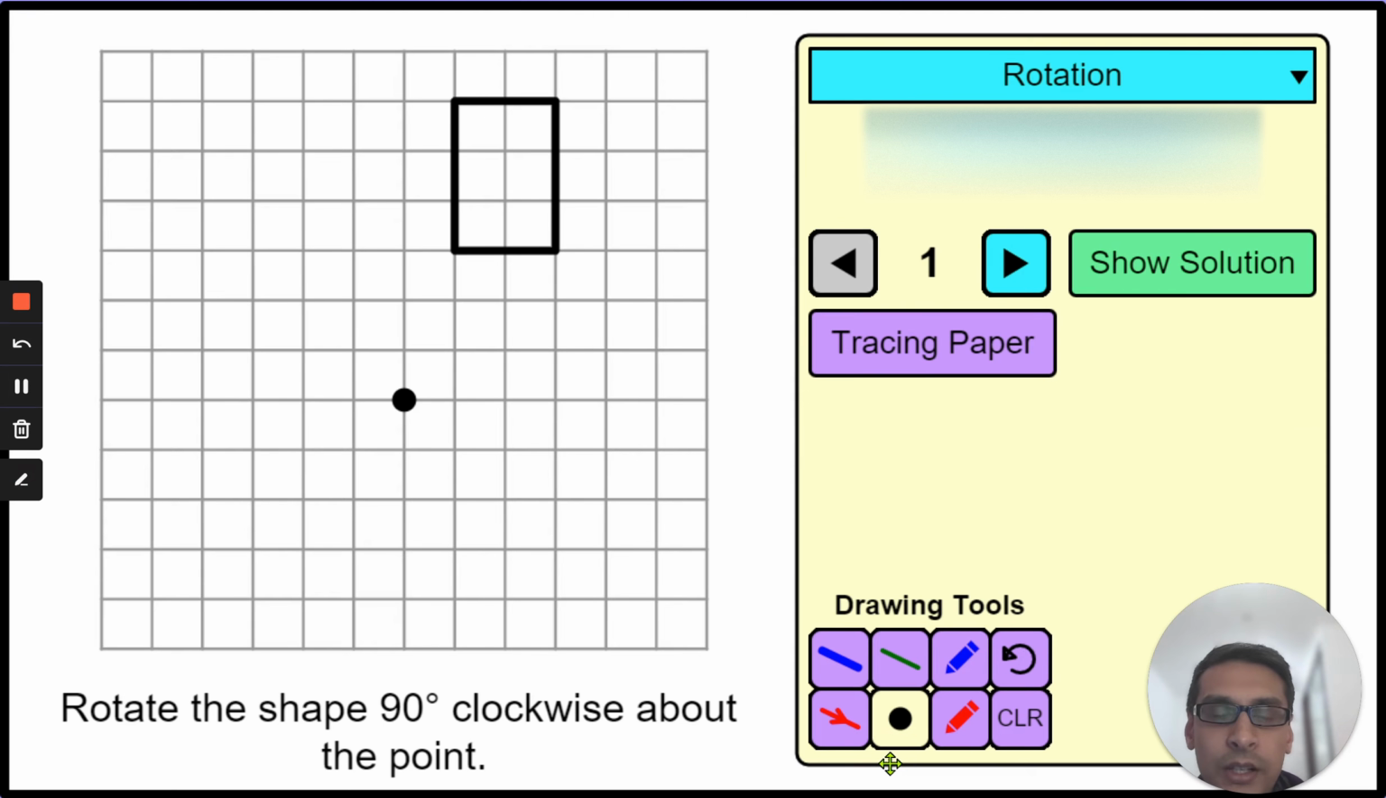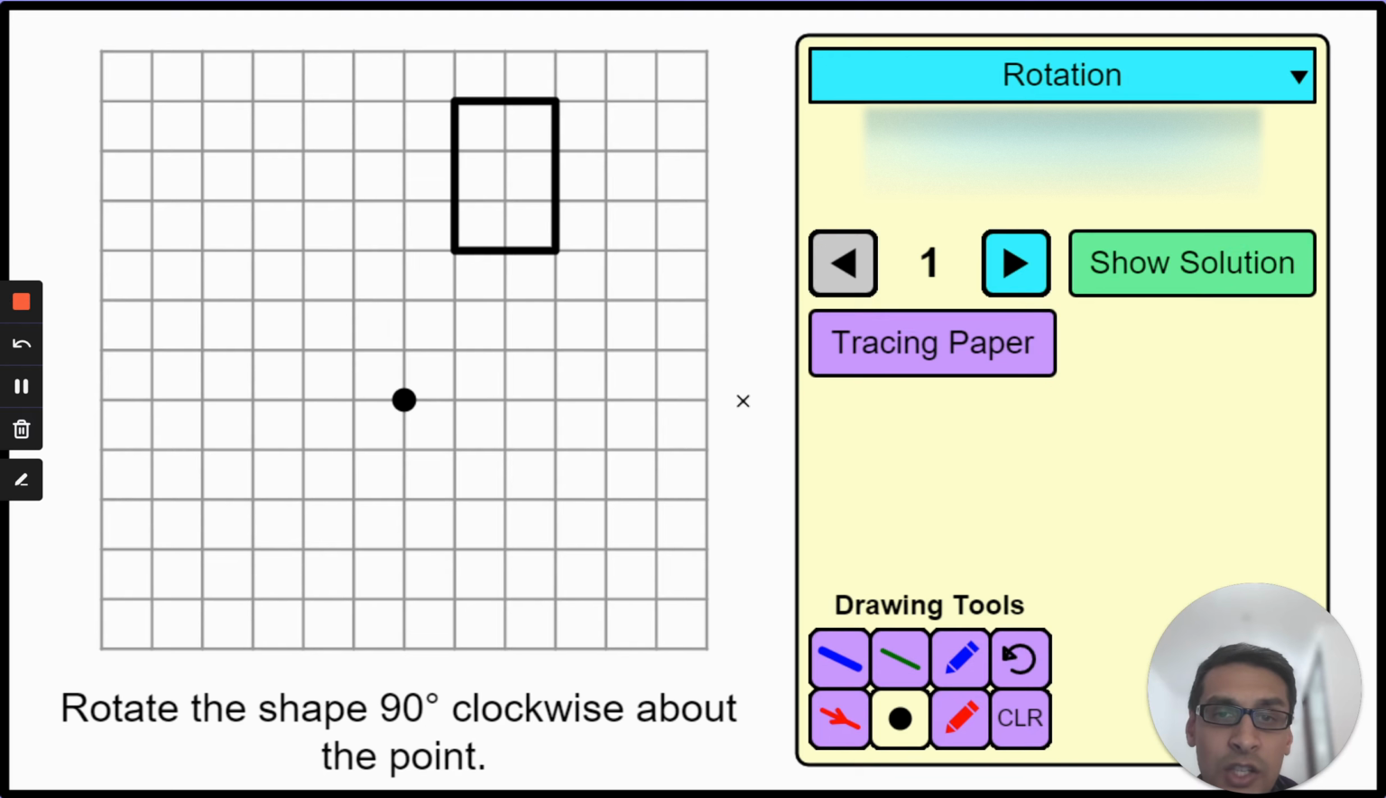Okay, so we're now going to look at rotation. Like I said, the main key ideas are we want the center of rotation, we want to know the angle that we're rotating by, and whether it's clockwise or anti-clockwise. So first example here, we're going to rotate this rectangle 90 degrees clockwise about a point that's given to us. So we've got all of the information we need.